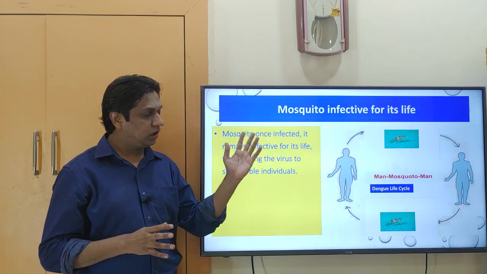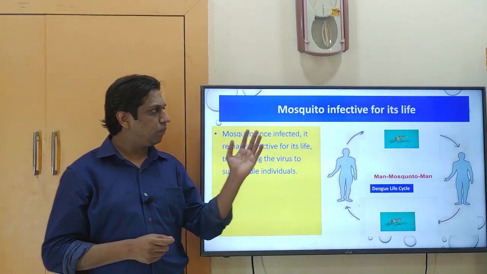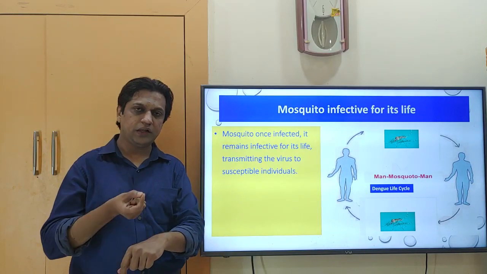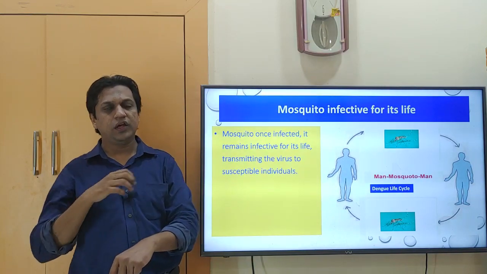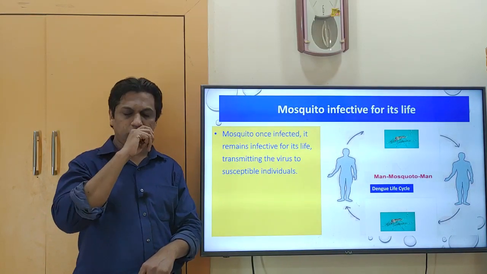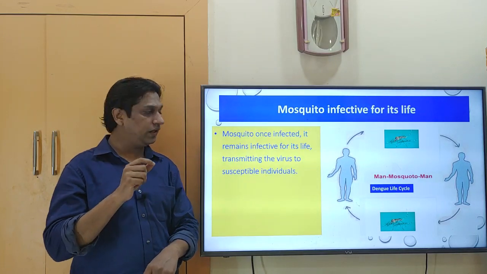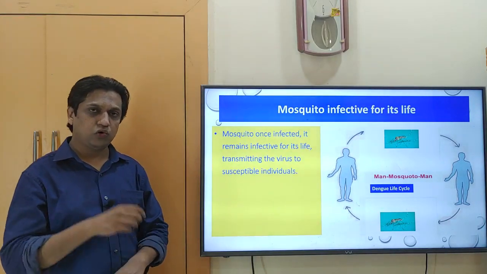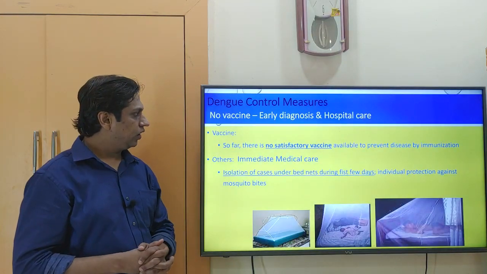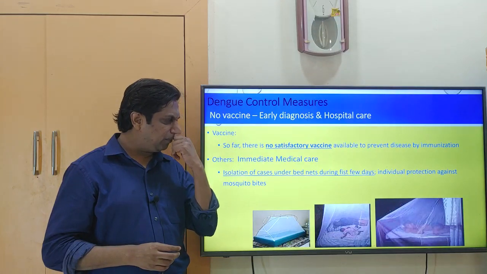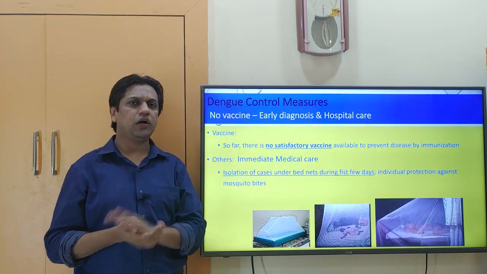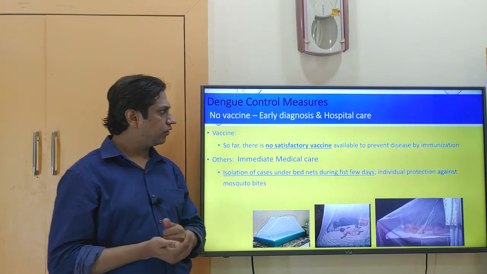Then what are the preventive strategies? As you know, the mosquito is infective for its whole life. Once the mosquito has bitten an infected person and acquired the virus, the same mosquito will be infective throughout its lifespan, and will infect other persons whom it bites. The preventive measures we can take are many. One is a vaccine, but no satisfactory vaccines are available. Though vaccines are available, they are not very satisfactory, so vaccination is not a good solution.